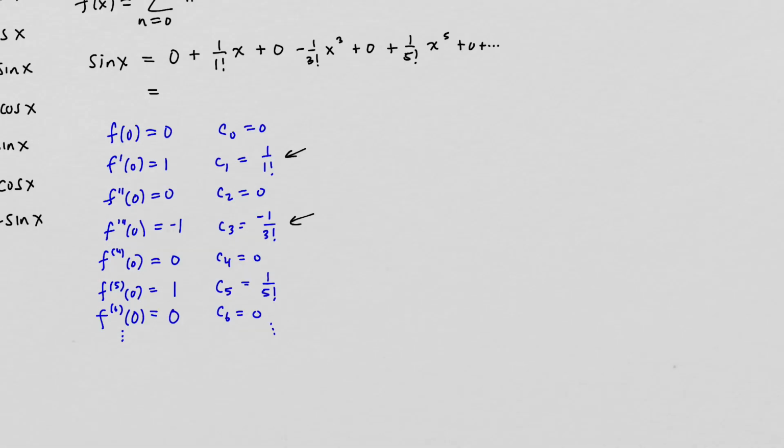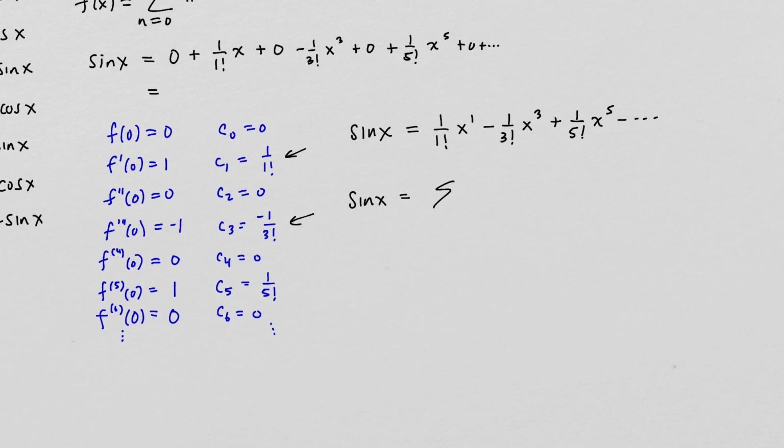Now we can write this in a more compact form by ignoring all the terms that are zeros. And so we can express this sine of x as 1 over 1 factorial x to the 1 minus 1 over 3 factorial x to the 3 plus 1 over 5 factorial x to the 5 minus etc. And now the only question is, how do we put this into summation notation? Well, let me do it for you, and then I'll explain why it is what it is.